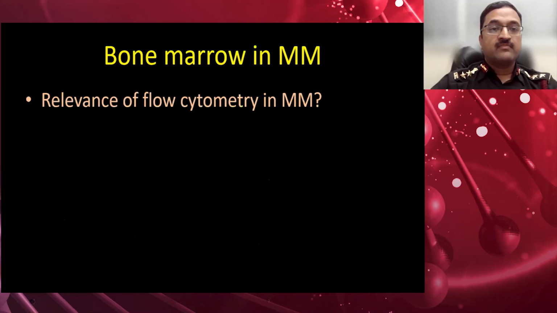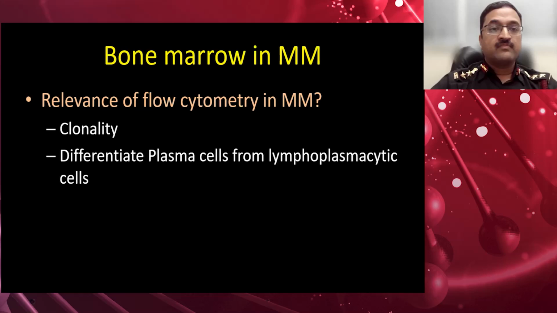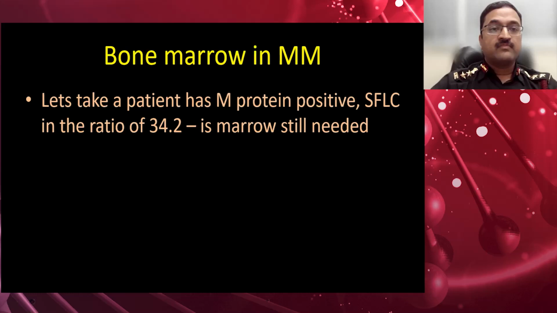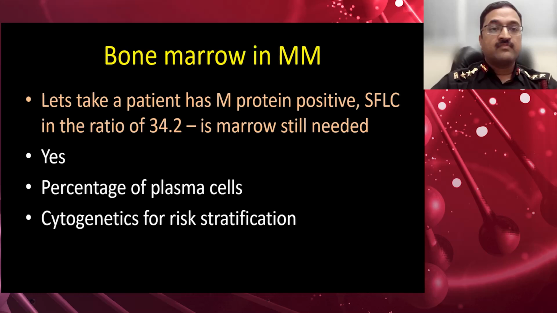The next aspect is the relevance of flow cytometry in multiple myeloma. It is important for identifying the clonality and also to differentiate plasma cells from lymphoplasmacytic cells. Now let's take a patient who is M protein positive and the free light chain ratio is 34.2. Do we require a marrow in this patient? The answer is yes. The percentage of plasma cells is still required in the marrow, because you still require more than 10% plasma cells.